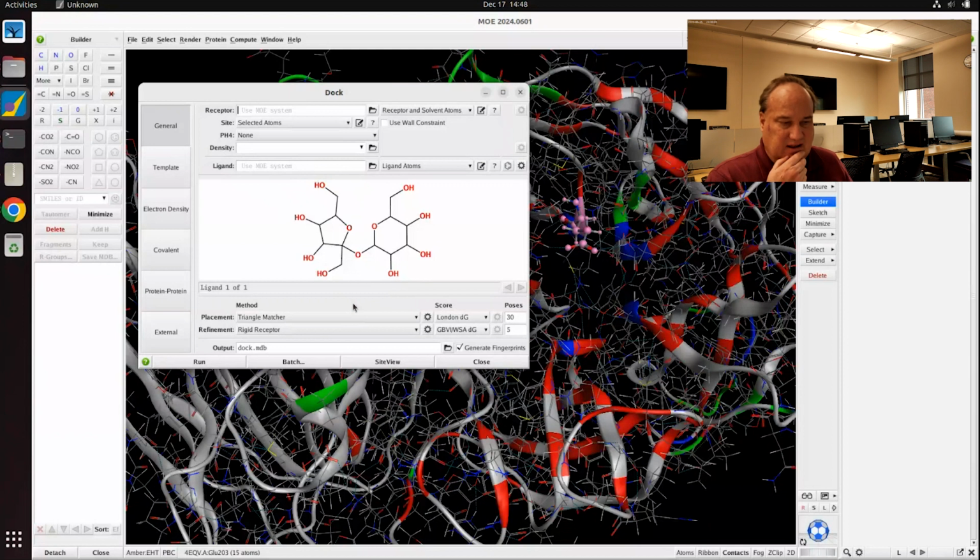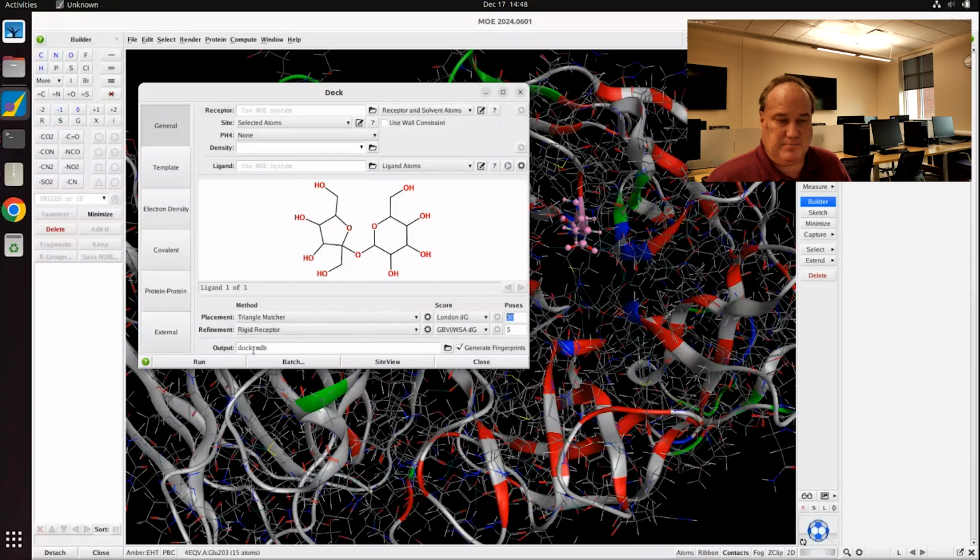When MOE does its docking, it uses two methods. The first is a placement method, and it uses the triangle matcher. Essentially it defines the van der Waals surface of the active site, and it puts little triangles to define that surface. The smaller the triangles, the smoother the active site. And it scores this by London dispersion forces, right?